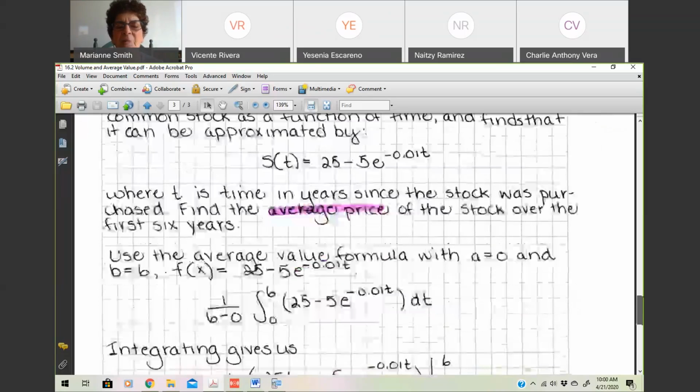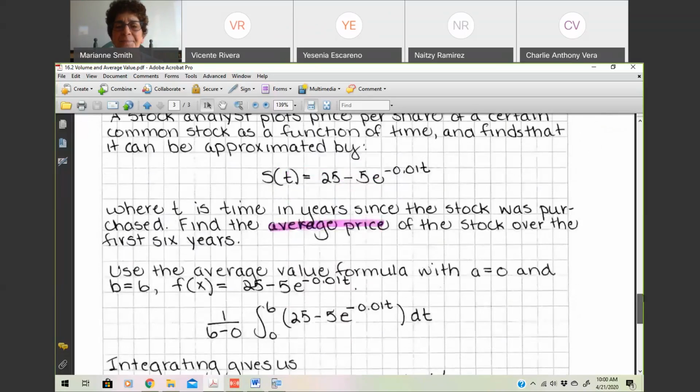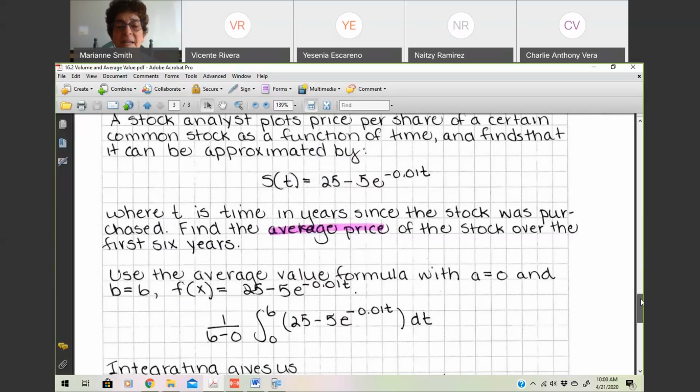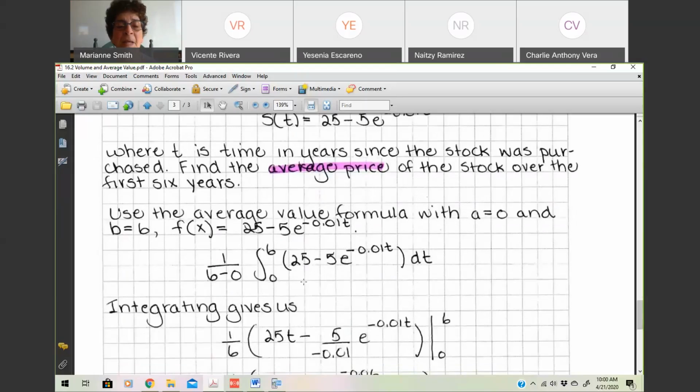So we're going to use the average value formula. They're asking us over the first 6 years. That means our lower bound is 0, the time we actually purchased the stock, and the upper bound b is 6. Our function, of course, is the model for the value of the stock. So here it is plugged into the average value formula.